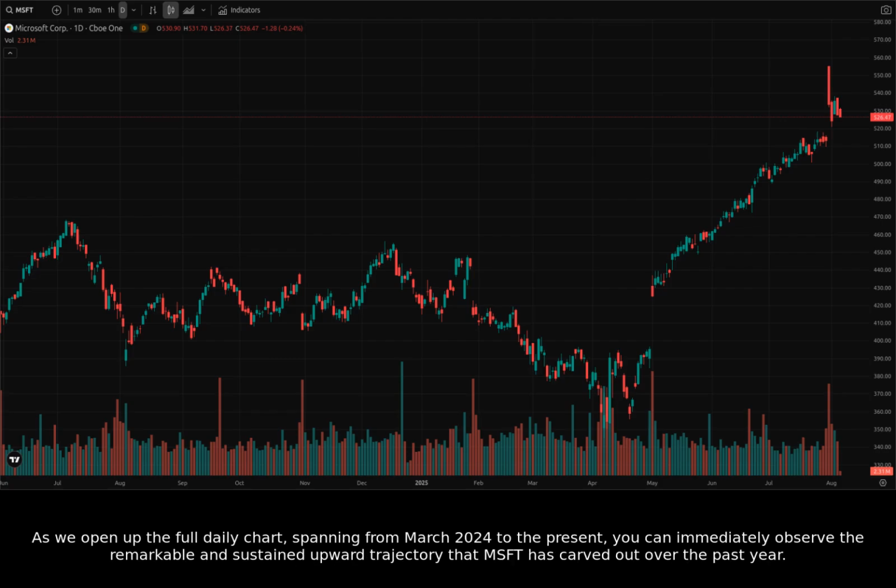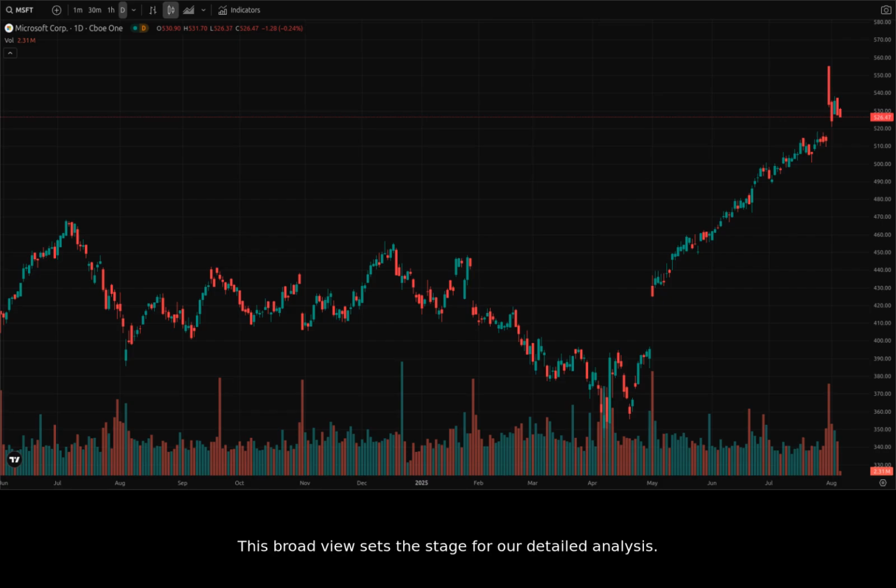As we open up the full daily chart, spanning from March 2024 to the present, you can immediately observe the remarkable and sustained upward trajectory that Microsoft has carved out over the past year. This broad view sets the stage for our detailed analysis.